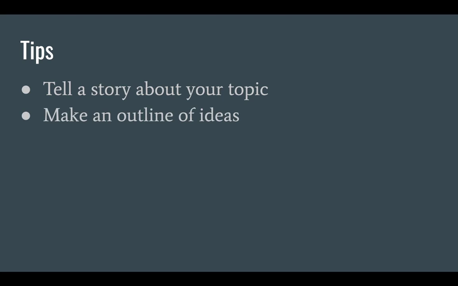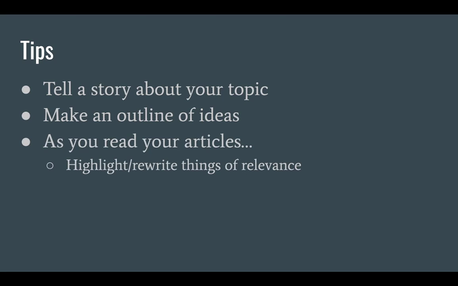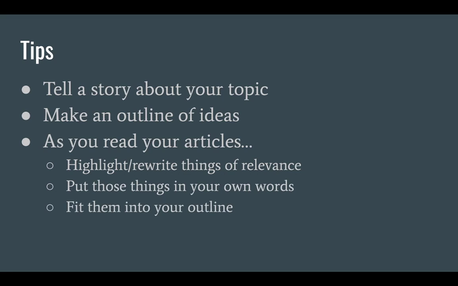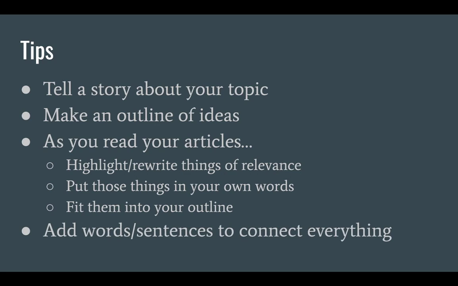Make an outline of your ideas. This is what some of the worksheets I've given you will help you do. Start out by just making an outline. Don't worry about citing the sources right now. Just make the outline. And then as you read your articles, highlight or rewrite things that are relevant to the topic, things that you want to talk about. And then put those things in your own words. Okay, make sure you rewrite them and you're not copying directly from the article. Avoid quotations. And then take those sentences, take those ideas, and fit them into your outline, no matter where it is. And then add your words and sentences to connect everything.